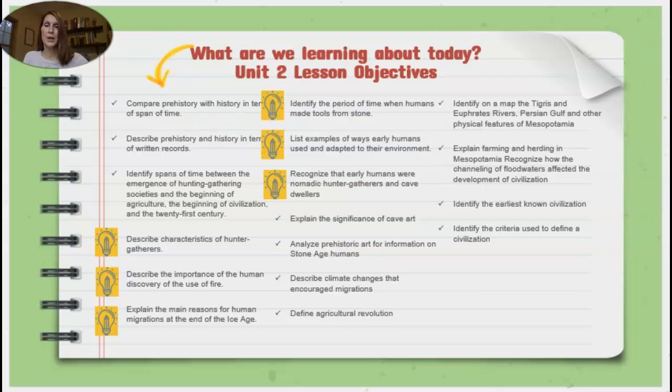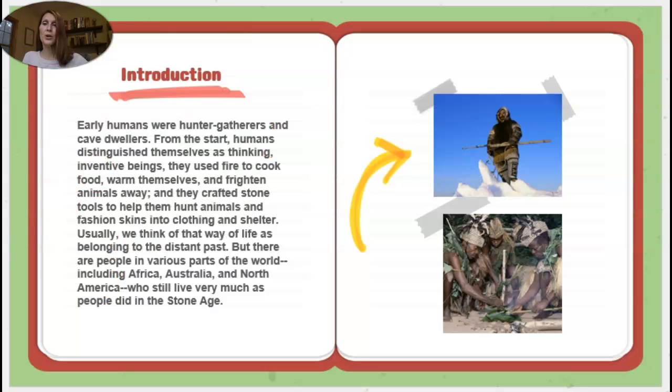Our objectives for today's lesson: describe the characteristics of hunters and gatherers, describe the importance of the human discovery of the use of fire, explain the main reasons for human migrations at the end of the Ice Age, identify the period of time when humans made tools from stones, list examples of ways humans used and adapted to their environment, and recognize that early humans were nomadic hunters and gatherers and cave dwellers. Then we're going to move on to cave art for the second part of this Flip video.